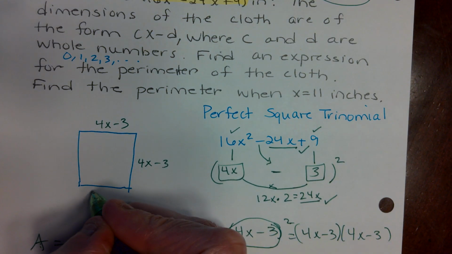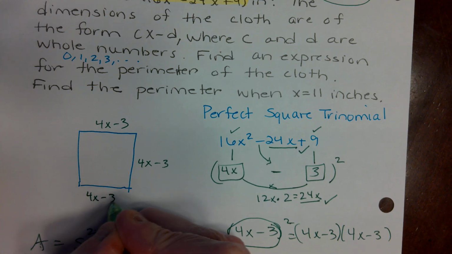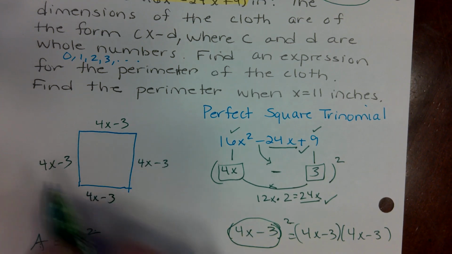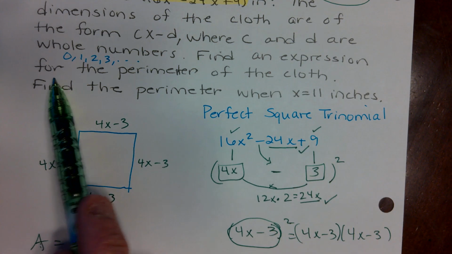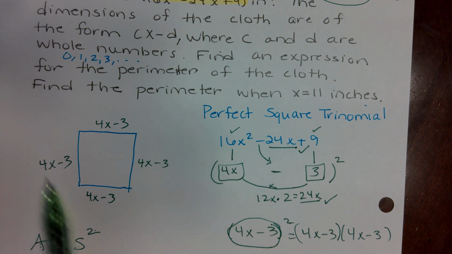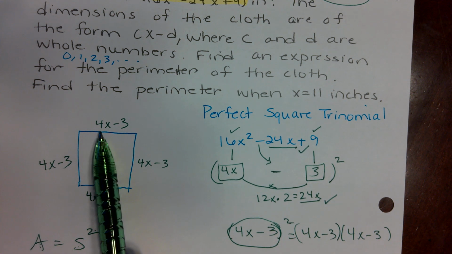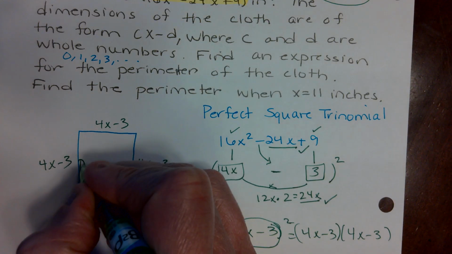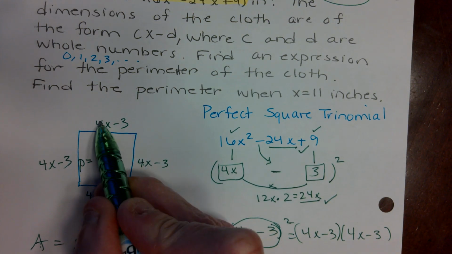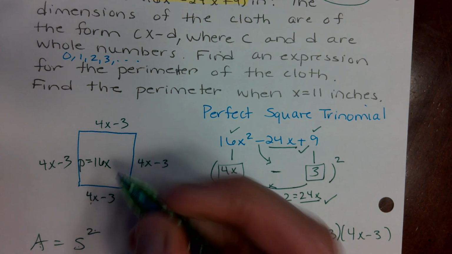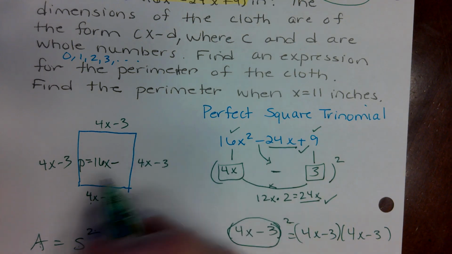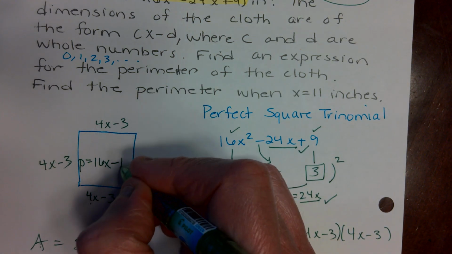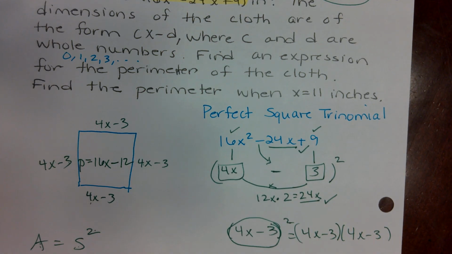Well, so what's this side? Well, 4x minus 3. Of course, I have the whole thing. So it says find an expression for the perimeter. Well, I can do that now. Add these all up. How many x's do you have? 4, 8, 12, 16x. And then minus, how many 3's? 3, 6, 9, 12. There's the perimeter.